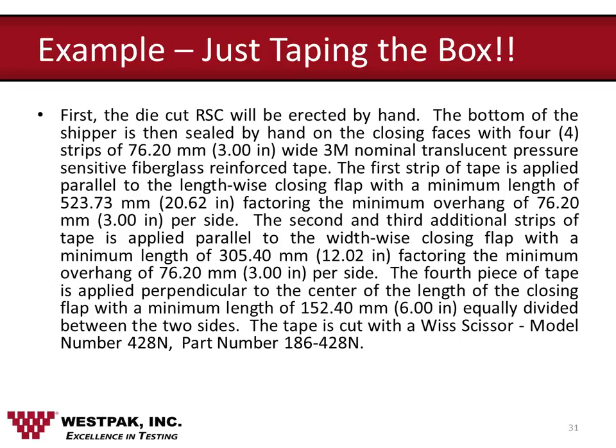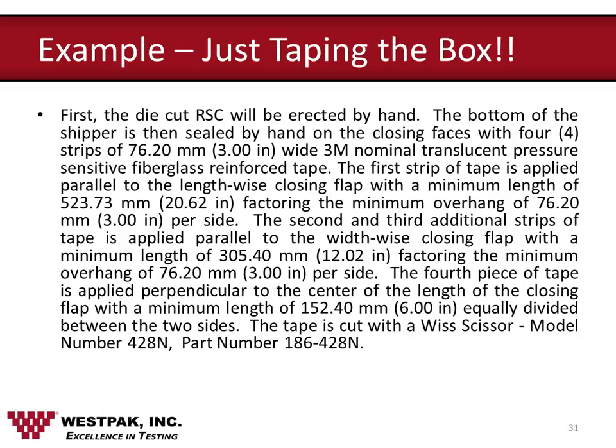The second and third strips of tape are applied parallel to the widthwise closing flaps with a minimum length of 12.02 inches, factoring the minimum overhang of 3 inches per side. The fourth piece of tape is applied perpendicular to the center of the length of the closing flap with a minimum length of 6 inches, equally divided between 2 sides. The tape is cut with a Y scissor model number 428N, part number 186-428N. So all that is needed just to tape the box.